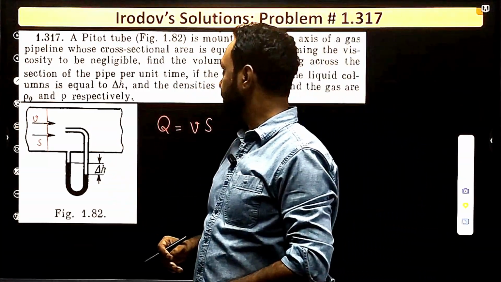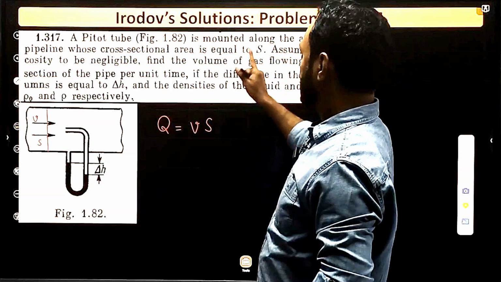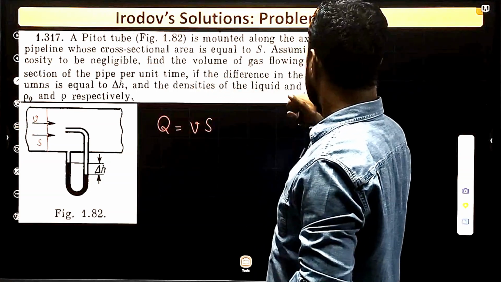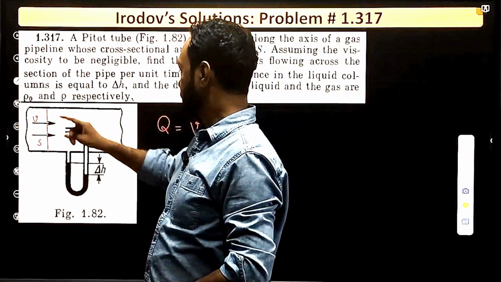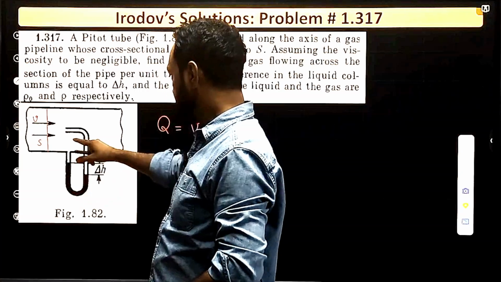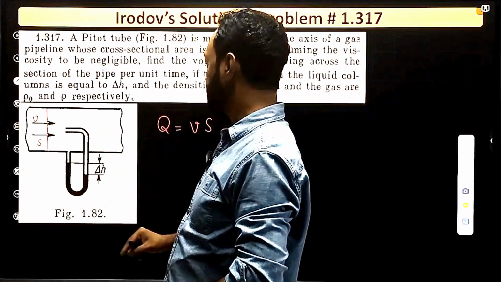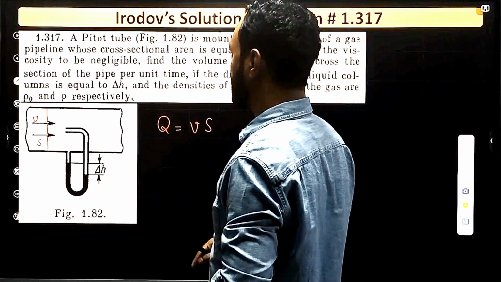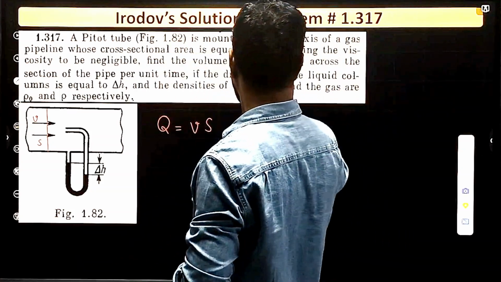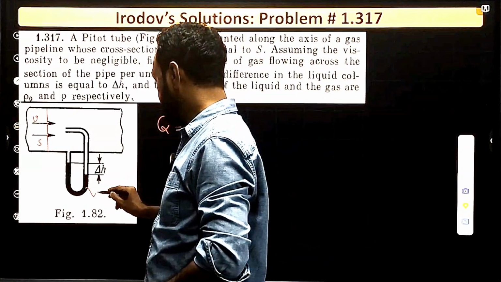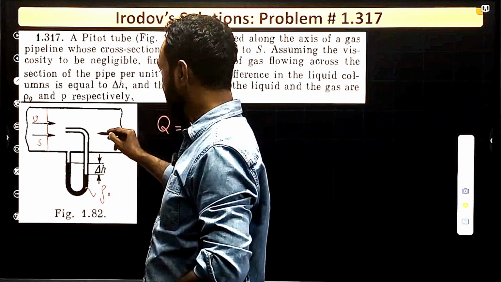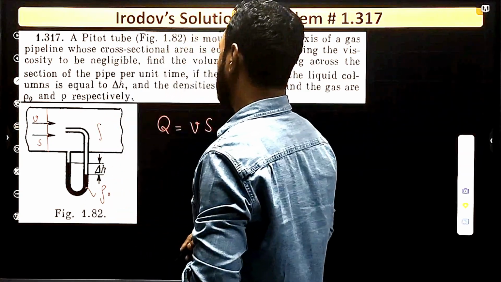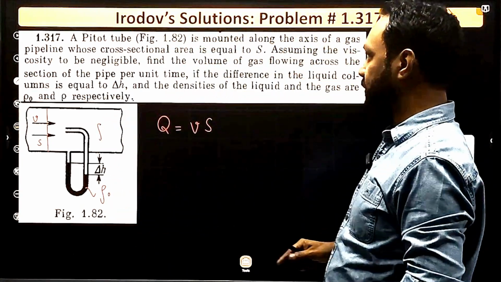And one more thing, the difference in the liquid column on this pitot tube is delta H, and the densities of the liquid and the gas are rho naught and rho. For the liquid, the density is rho naught, and for the gas, rho. Okay, so let's go to the next page.